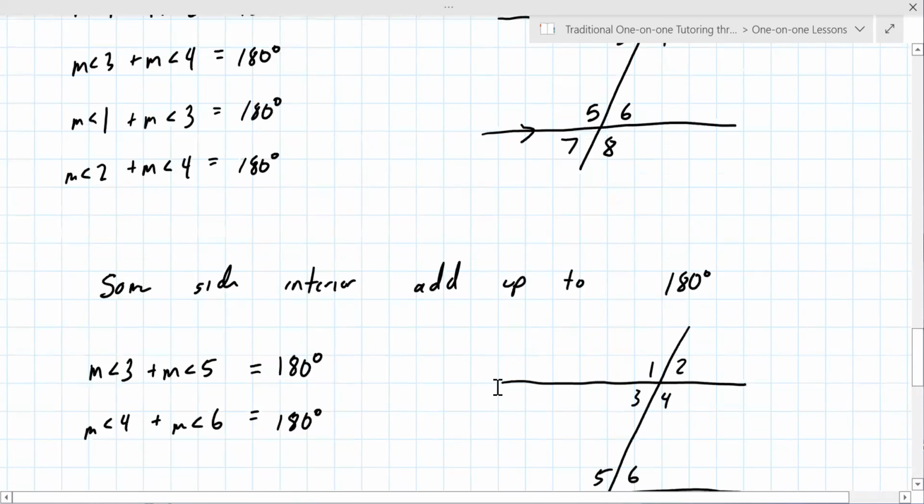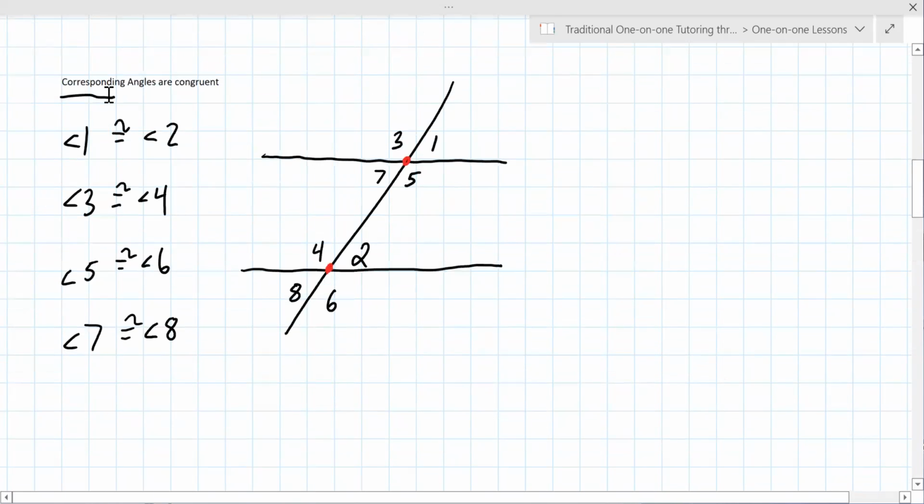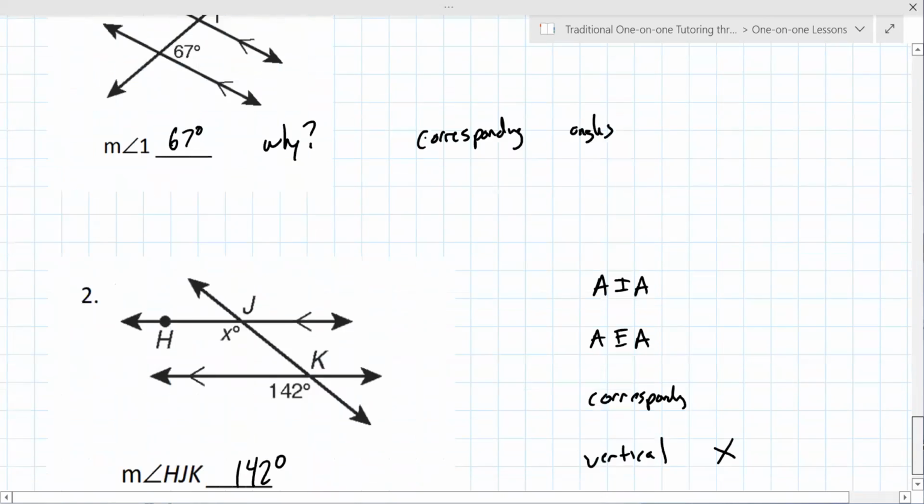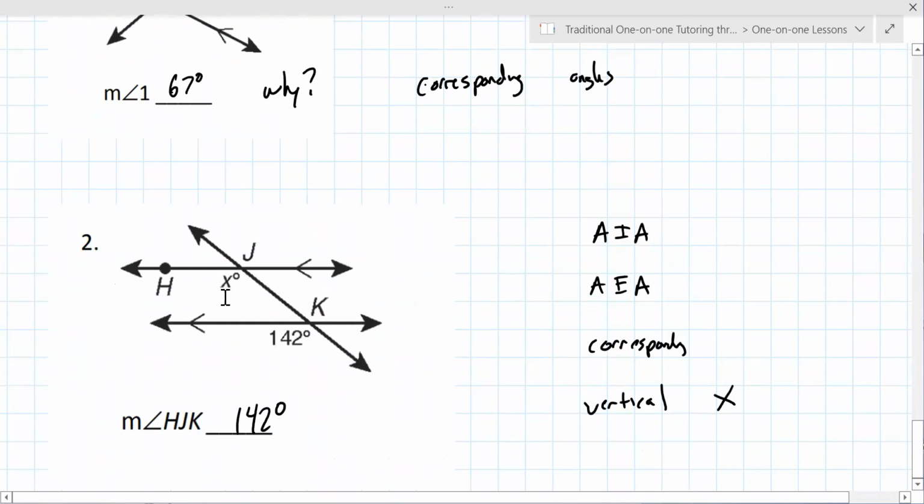So let's take a look back at corresponding. Corresponding is the big one. That's used a lot. If they're in the same relative position, like top left, bottom left, bottom right, and so on, they are congruent. So when you look at the angles in your problem here, I want you to see that X is bottom left and 142 is bottom left, which makes them congruent by corresponding angles.